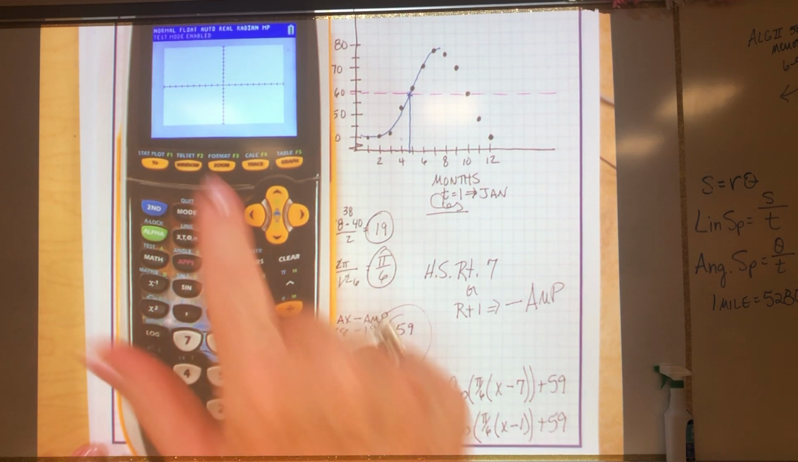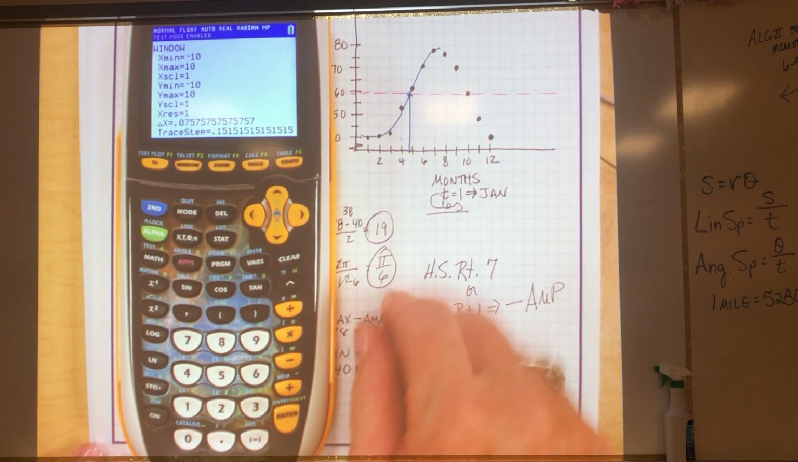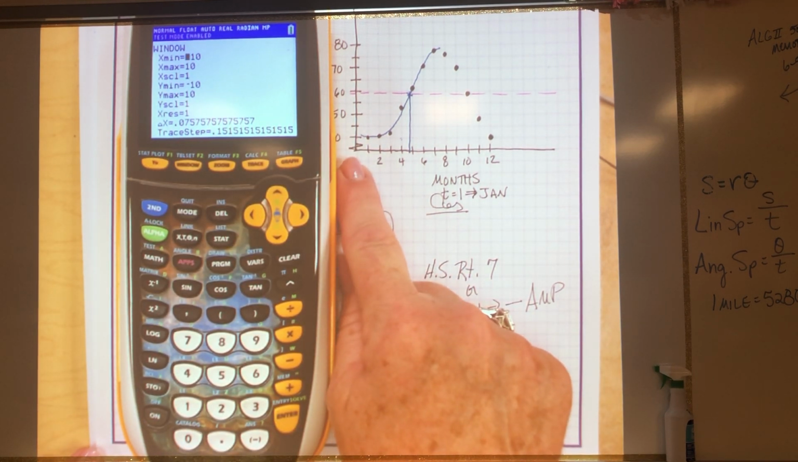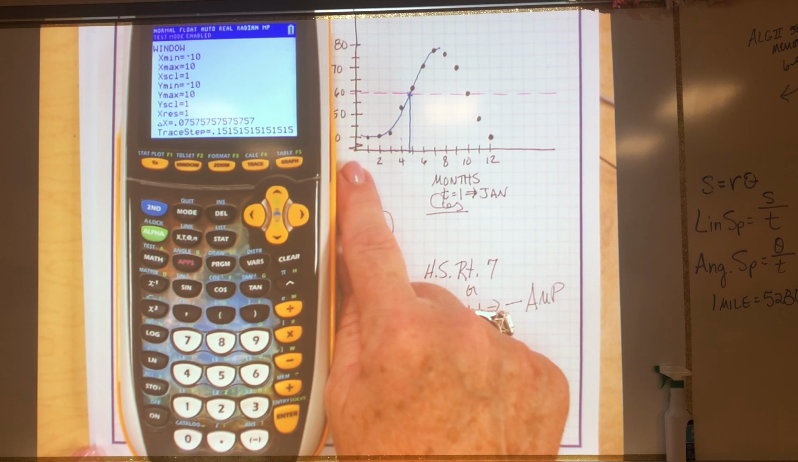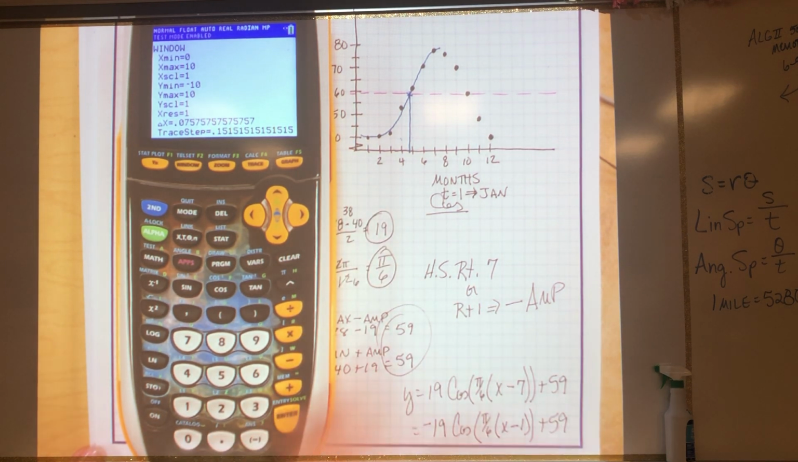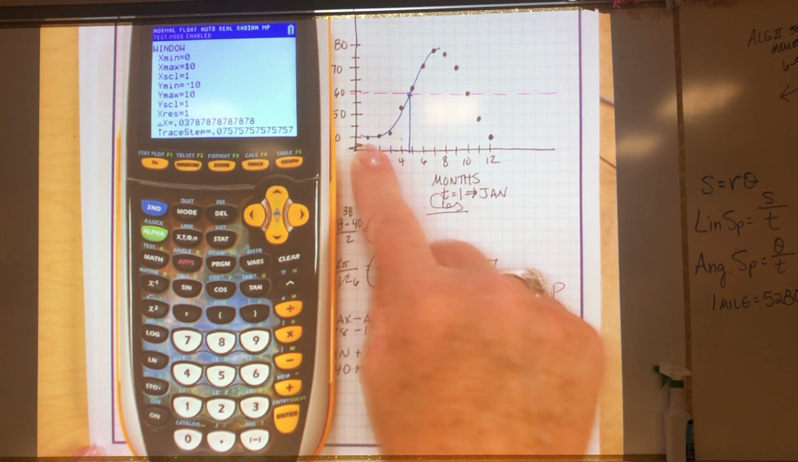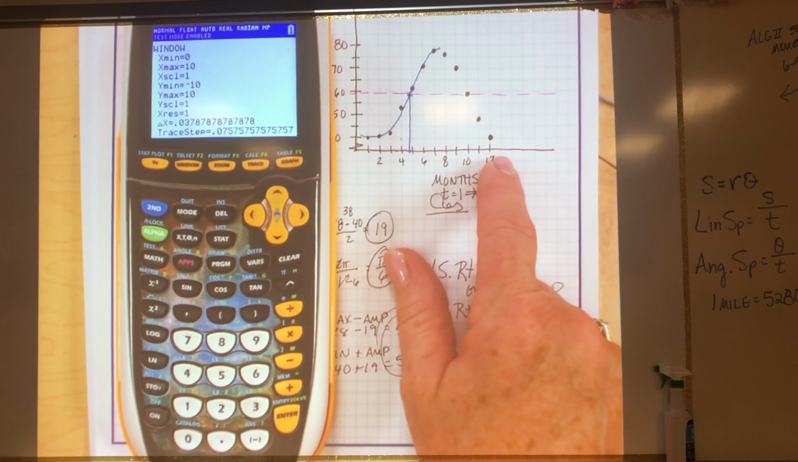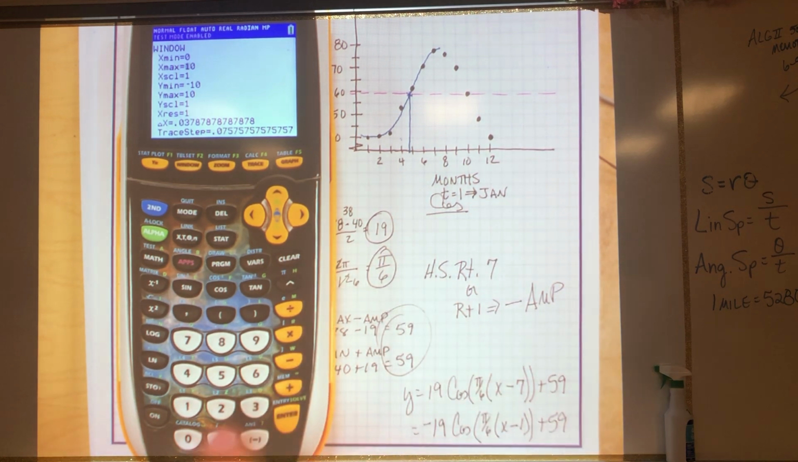Oh, come on, calculator. All right, so my windows, my x's. What was my x min? 0, right? Yeah. So I'm okay with 0 because my first mark is at 1. And it goes to 12. I don't like to be on the marks, okay? So I'm gonna go to 13.